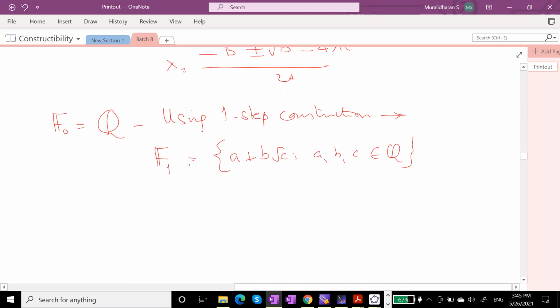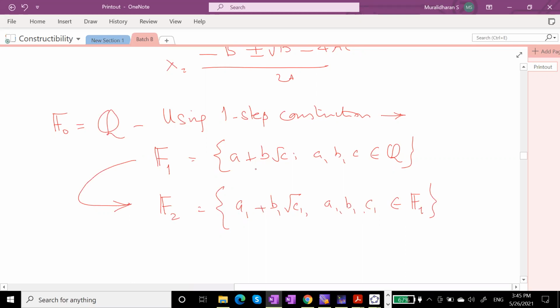So F1 is got from F naught, such that with a one-step construction I could have constructed only these numbers. What will happen if I apply the same construction to F1? What will be the things I will construct, F2? F2 will be of the form a1 plus b1 into root c1, where a1, b1, c1 are all in F1. Correct? Because the same thing happens.